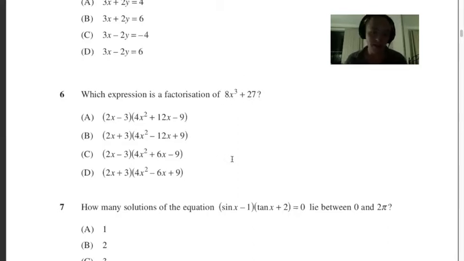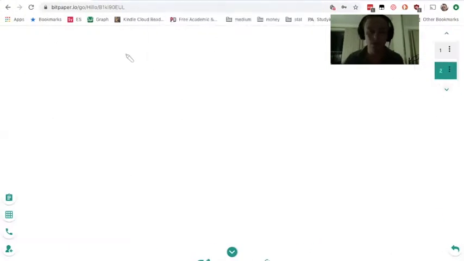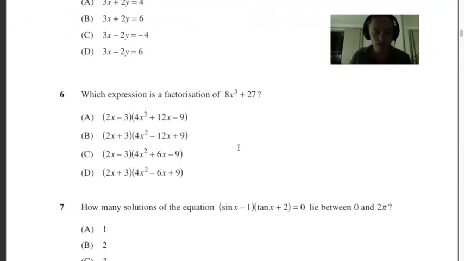So how can we expand this? 2x cubed plus 3 cubed. Bracket 2x cubed plus 3 cubed. It has been quite some time since I've done a question like this. There must be a trick. Let's explore what that trick is.